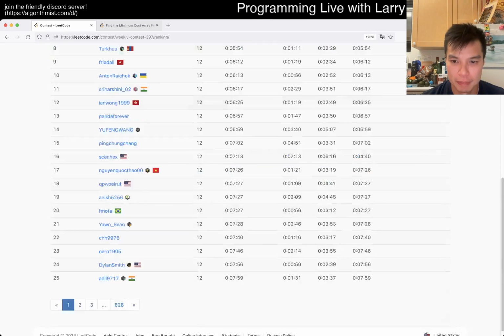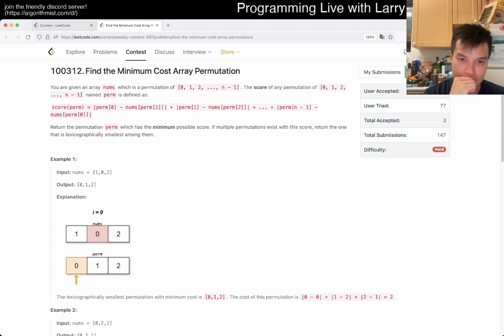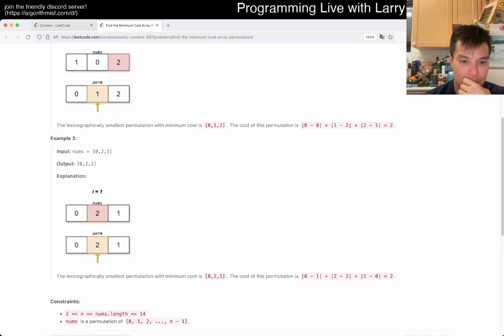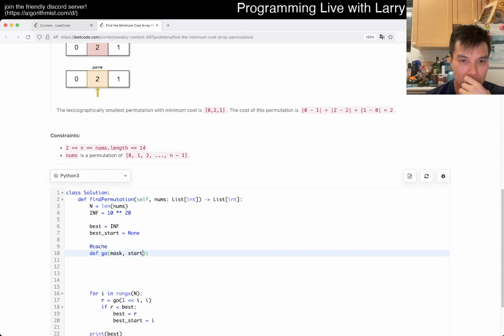Q3 killed me. I should have done that one quicker, but if I could get this one quicker, that would solve it. But I thought it would be straightforward, but maybe not. I need to make one optimization.